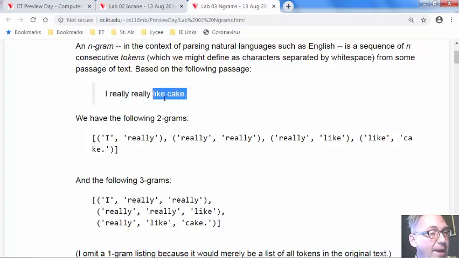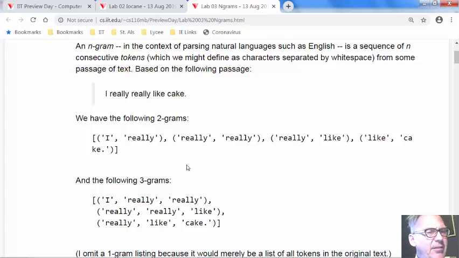So those are all the 2-grams, two words next to each other. We can also do 3-grams. I really really, really really like, and really like cake. 3-grams. So basically how your text or even typing words predict the next letter, predict the next word, emails, it basically is for all your previous texts and emails, keeping track of sequences of words.